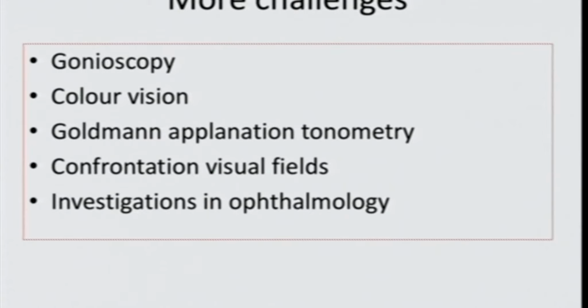There are a lot of other challenges which continue to remain. Gonioscopy would not be possible very easily. Color vision, children will not cooperate. You're not sure if they're actually having color blindness, or they're just not cooperative with you. Similarly for other investigations like perimetry. Confrontation perimetry works well. Otherwise, Goldmann applanation tonometry is difficult to do. So some of these things are there, and of course I'm sure we'd like to know from the dais what their thoughts are.